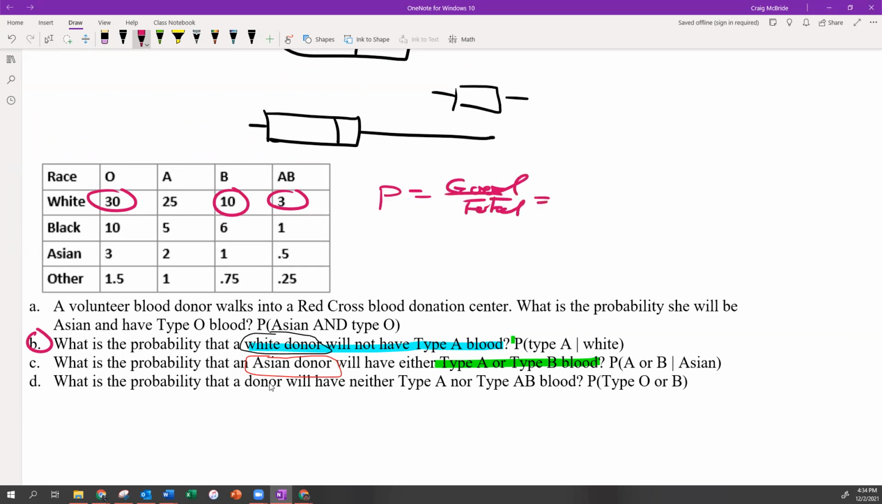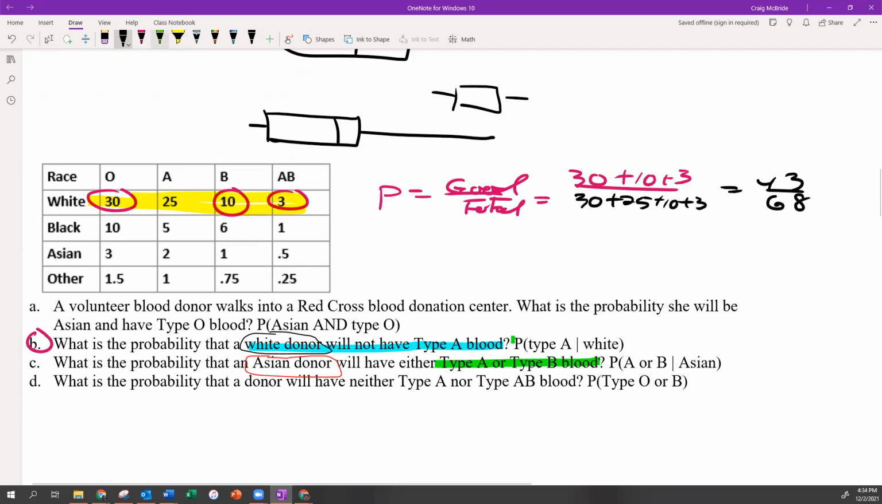So in this case, it's going to be 30 plus 10 plus 3. And then my total is, because I'm given that they're white, all of this is my total. So that's going to be 30 plus 25 plus 10 plus 3. And we get an answer of 43 over 68. And then we would stick that in our calculator and get a decimal, and that would be the answer, because it's a given condition, right?